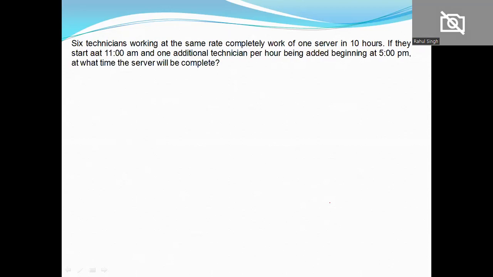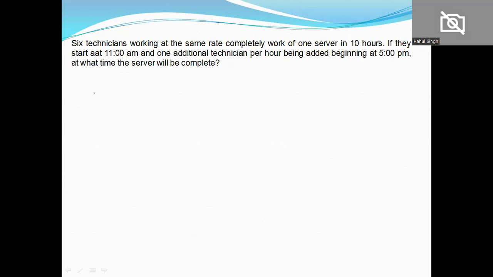Now, this question is a very good question, which I think was asked in CAT 22. 6 technicians working at the same rate finish work on one server in 10 hours. If they start at 11 a.m. and one additional technician per hour is added beginning at 5 p.m., at what time will the server work be completed?